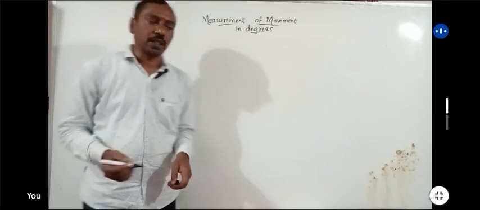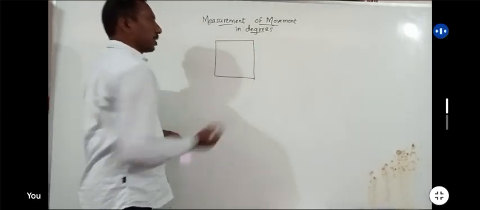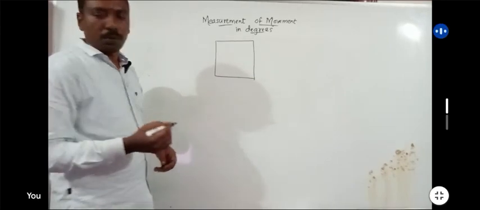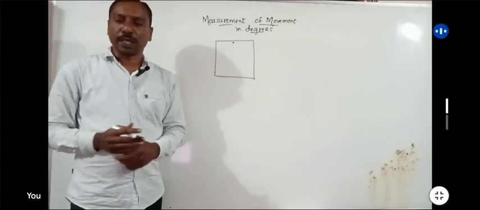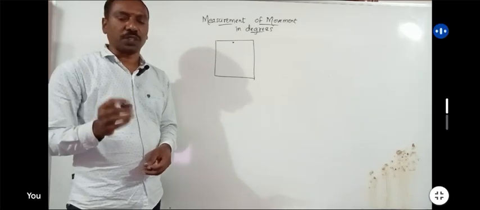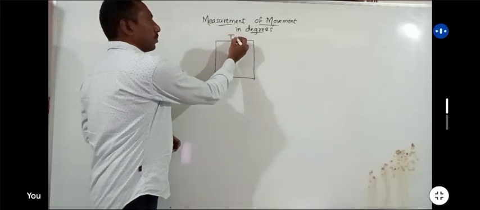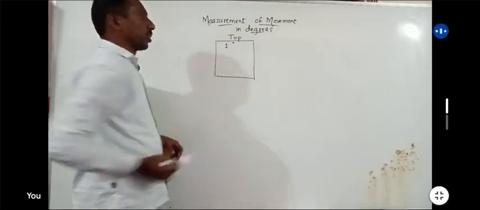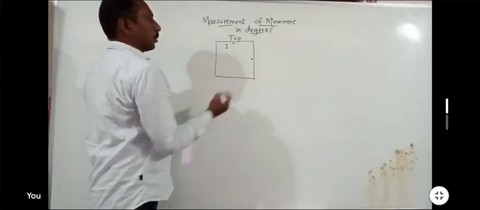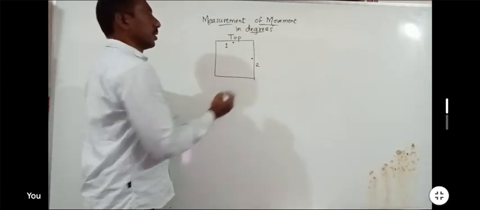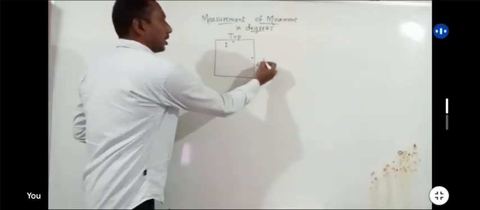Now let me draw a picture here. You can see the picture here. Now I am going to place a dot here. Can you name the position of the dot? Yes, it is top. Let us consider this as the first position. Now, let me take the second position. What is this position? This position is right.